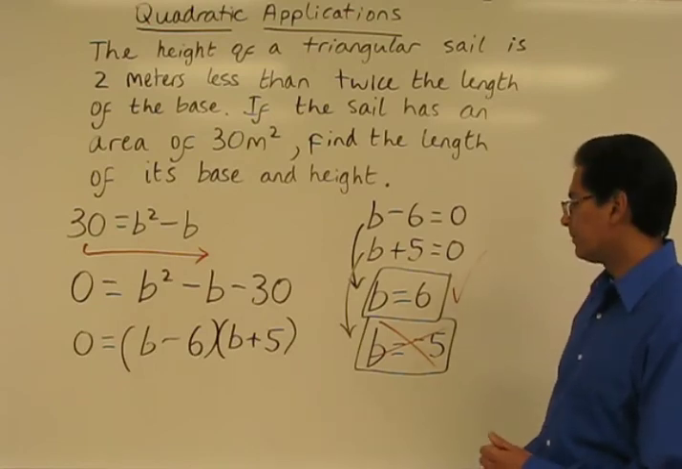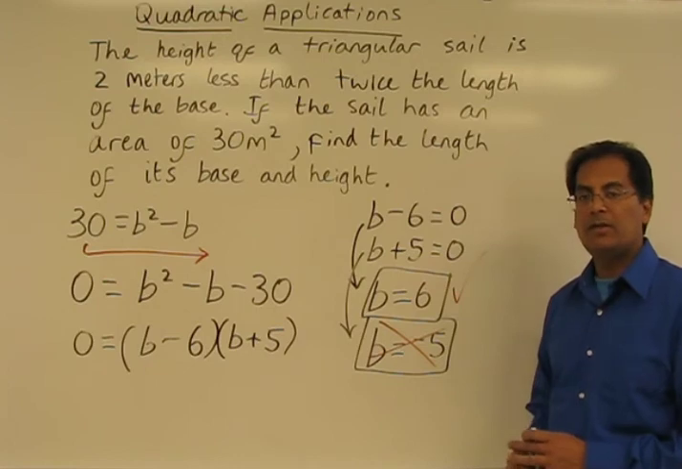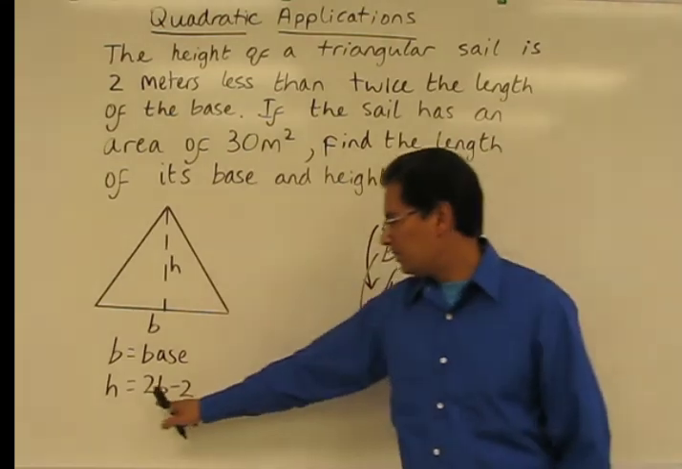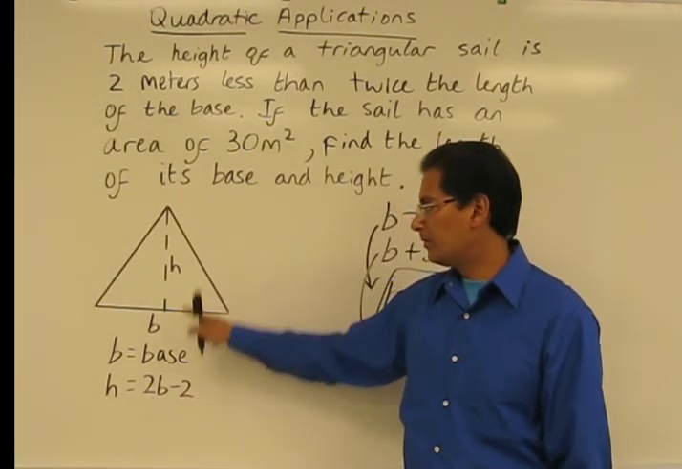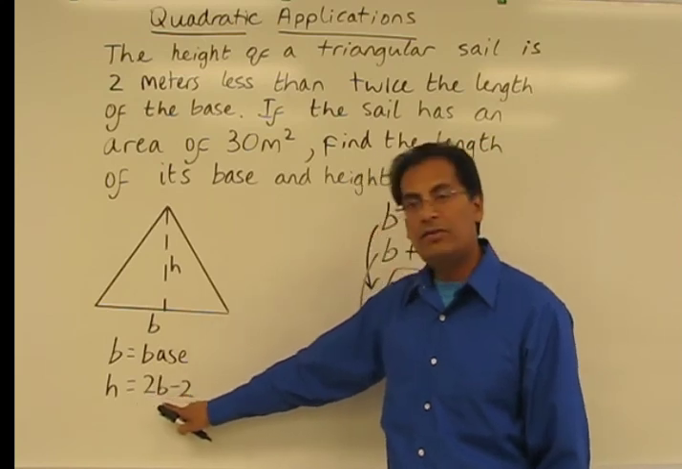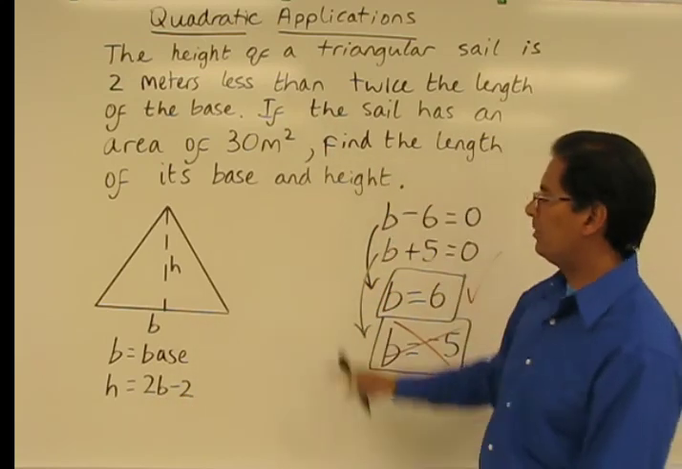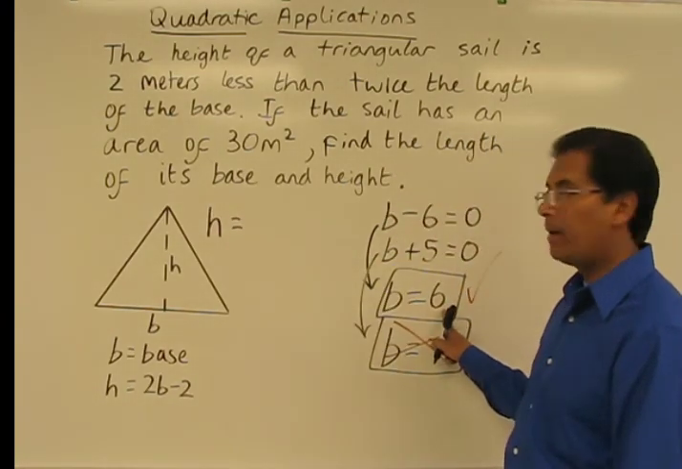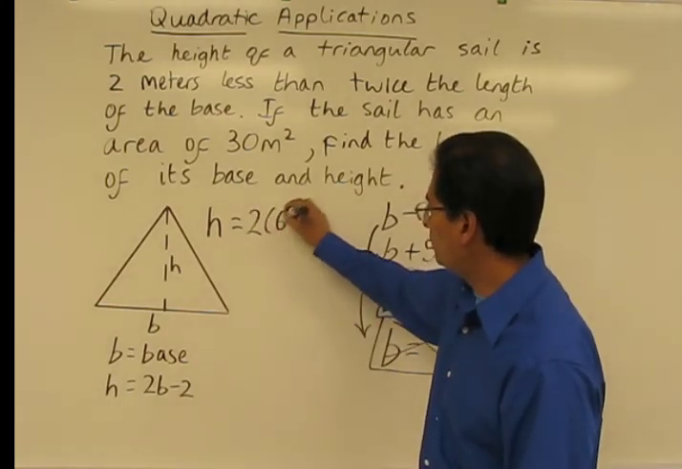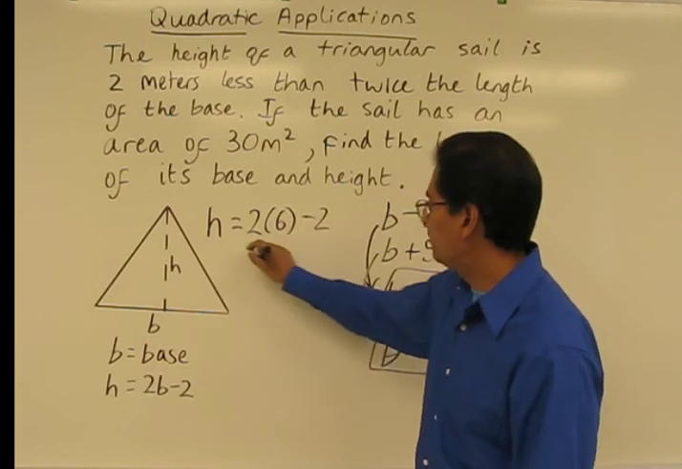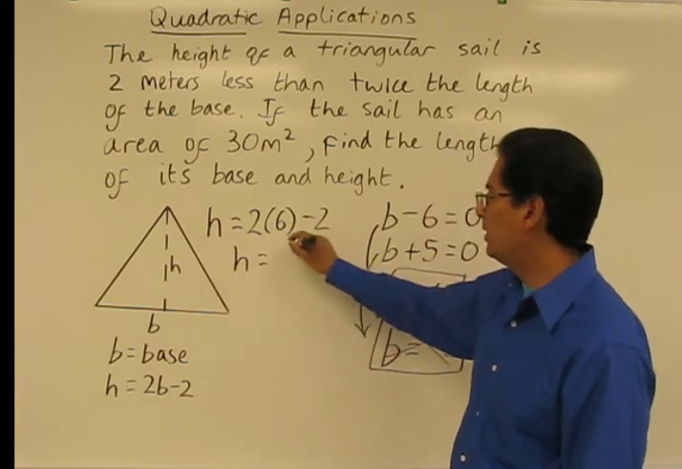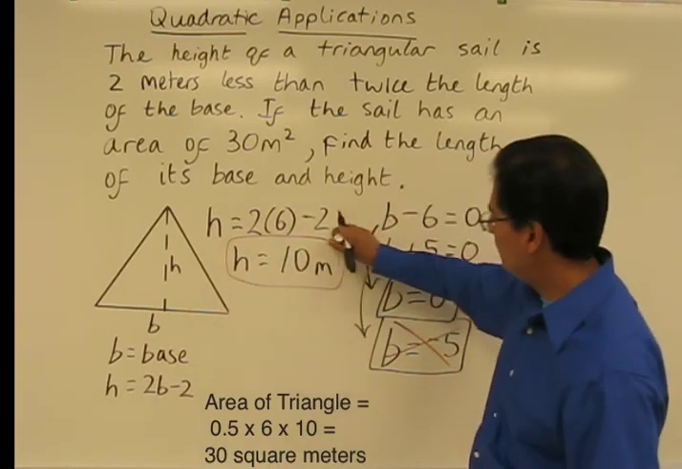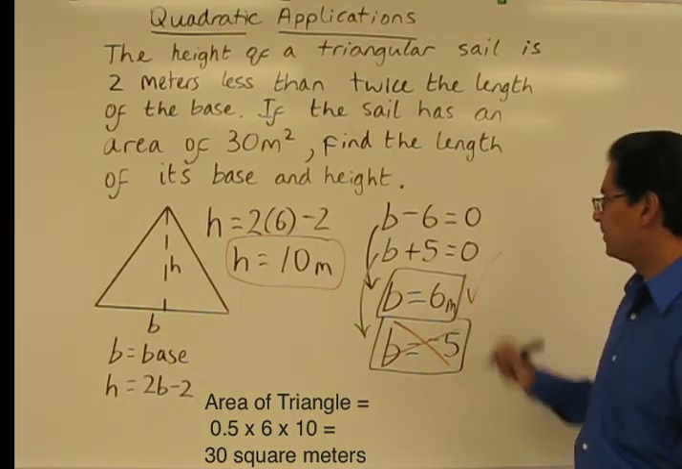Now remember, there was a relationship between the base and the height. So let's recap that. If the base is 6, the height is twice the base minus 2. Remember, the height was 2 meters less than twice the base. Therefore, the height is going to be equal to, we're going to use 6 for our base, 2 times 6 minus 2. And so the height is going to be 2 times 6 is 12 minus 2, 10. So my base is 6 meters, and my height is 10 meters.